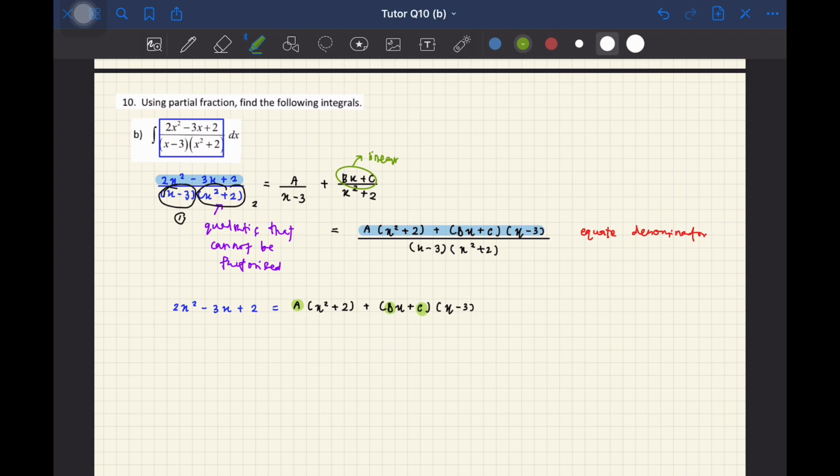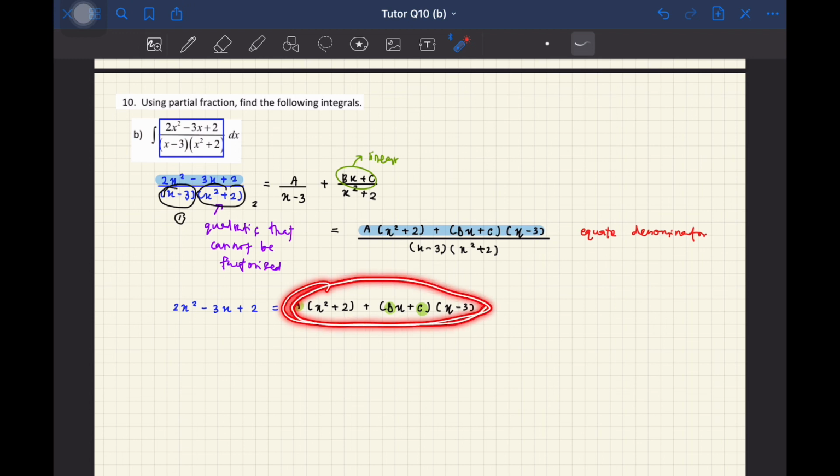So ada dua cara yang kita boleh buat. It's either you can expand everything that you have over here. Kita expand semua dekat sini and then you just need to compare the coefficient. That is one method. Okay, so the second method yang kita biasa guna, and sem lepas pun saya ajar dekat student saya, awak dah belajar. So kita akan gunakan test value, kita akan masukkan nilai x, any value of x yang sesuai untuk kita dapatkan nilai A, B and also C.